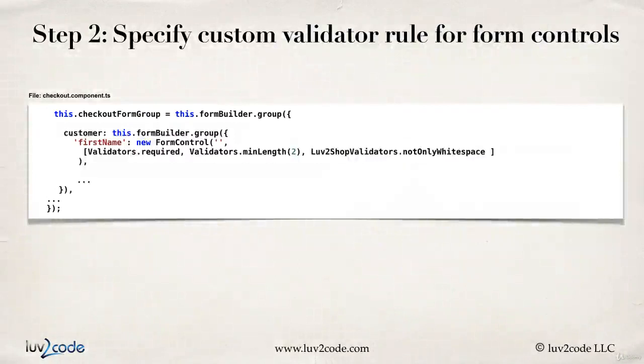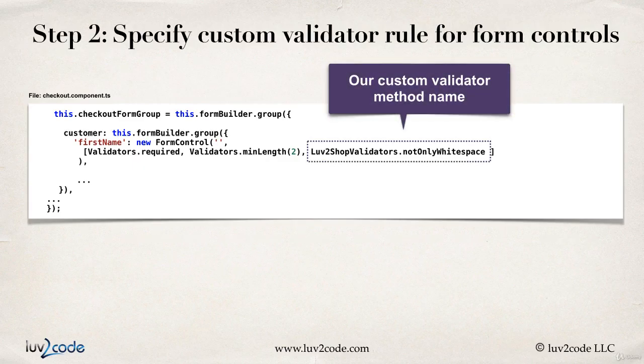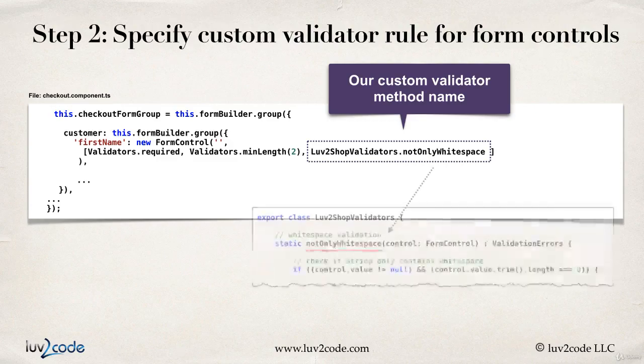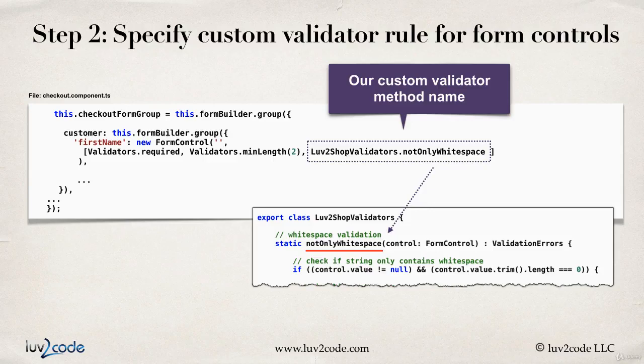Alrighty, step 2, specifying the custom validator rule for form controls. So here in our checkout.component.ts, we have our checkout form group. We have our customer component that we're creating. We added the validations for required and min length. And now we're going to add our new custom validator, LuvToShopValidators.notOnlyWhiteSpace. That's the actual method name that we're going to use. And we'll see how this maps to our actual class and the method that we defined in the previous step. So that's the connection here between our custom validator method name and a reference here in this code.